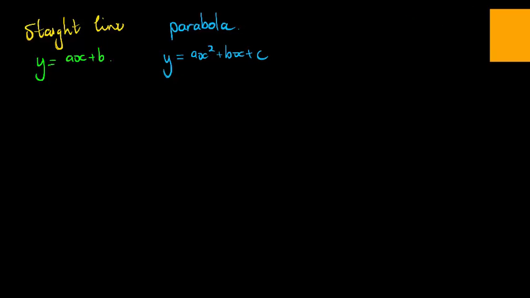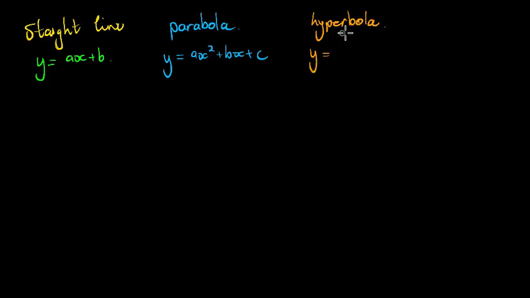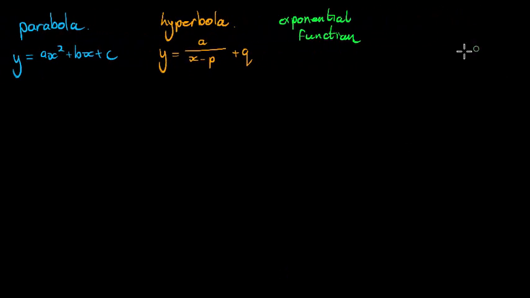Okay, the hyperbola. Y is equal to, now hyperbola, at school level we only do one type of hyperbola, but the type that we do looks like this: a over x minus p, plus q, and we'll explain what each of these values are, and then we'll do the exponential function. And we also do, I don't have space here, the logarithmic function.